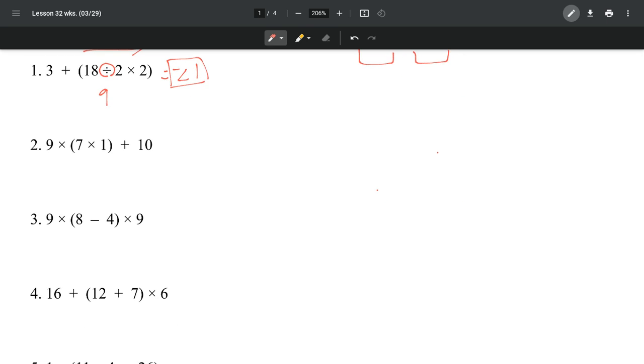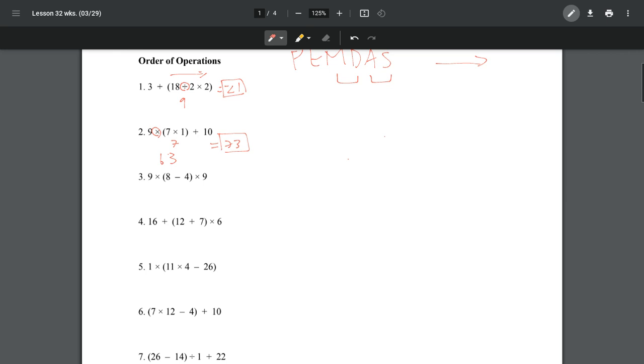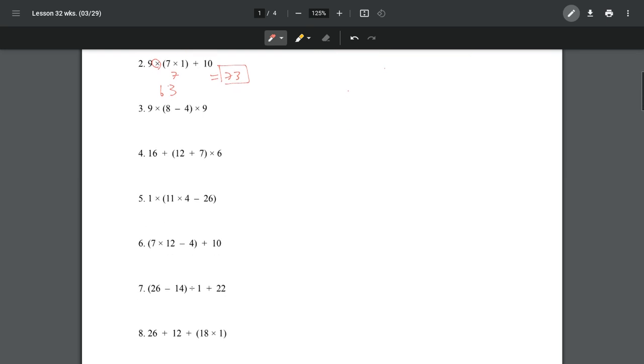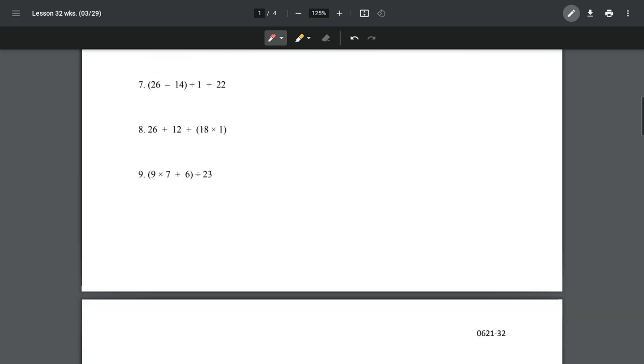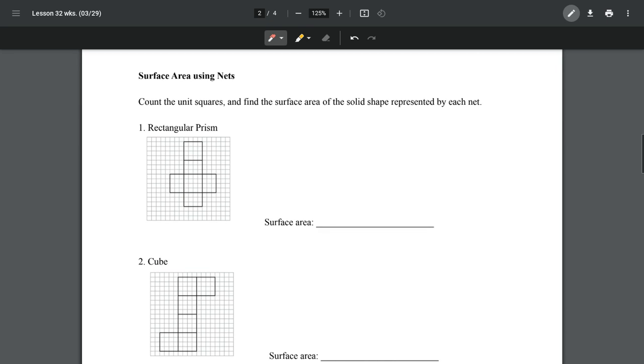Okay, let's look at number 2. We have 9 times parentheses 7 times 1, and then plus 10. So again, we're looking inside the parentheses first, so that's 7. And then we do multiplication before addition, so that's 9 times 7, which is 63, and then 63 plus 10 equals 73. Okay, so try the rest on your own. And let's move on to our second page.